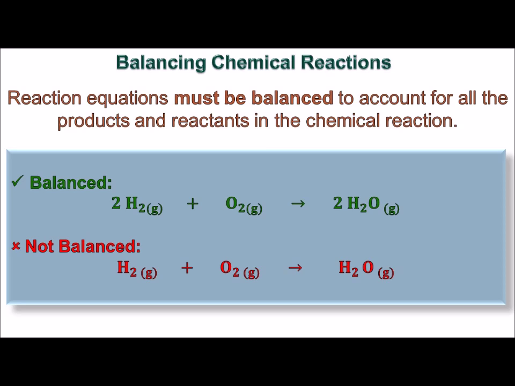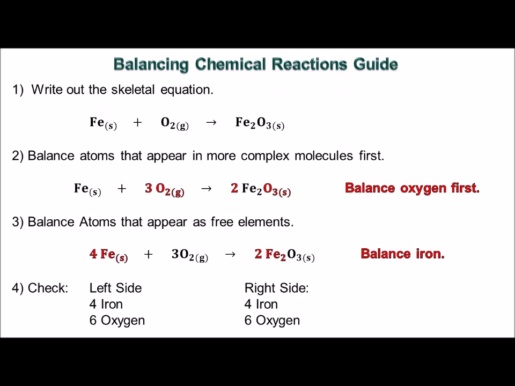We can now say that 2 molecules of hydrogen react with 1 molecule of oxygen to form 2 molecules of water. There is no guaranteed method for balancing chemical equations. It takes practice to become proficient. A general guideline for balancing equations is to write out the skeletal equation first and balance atoms that appear in more complex molecules before balancing atoms that appear as free elements. Check your answer by summing the number of atoms on each side of the reaction equation.